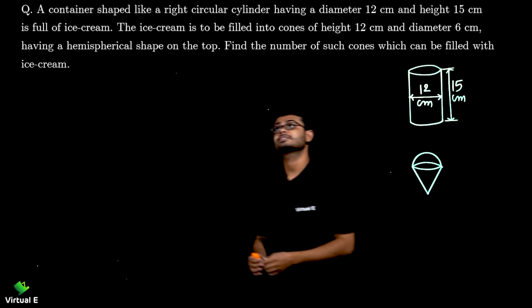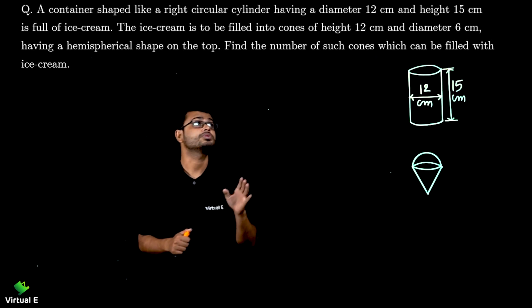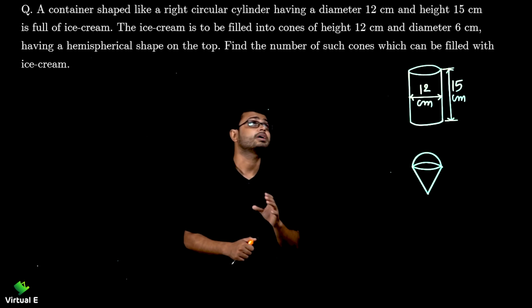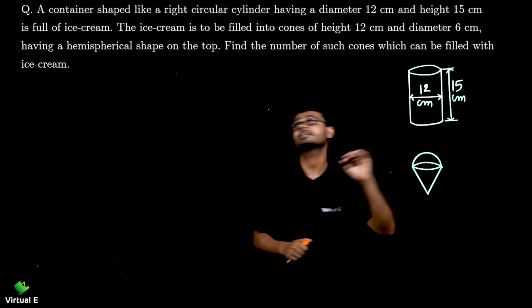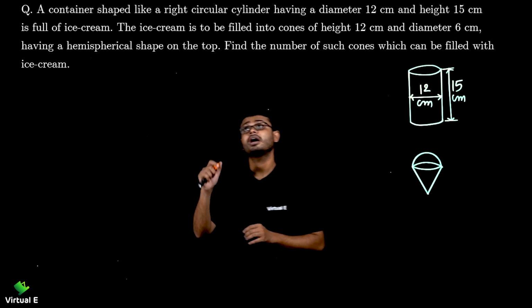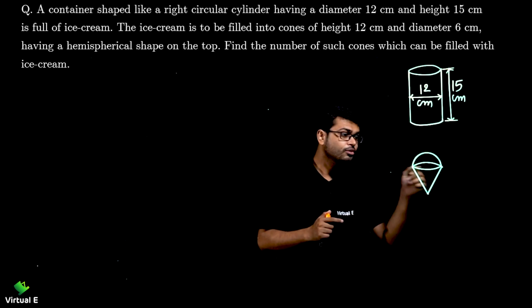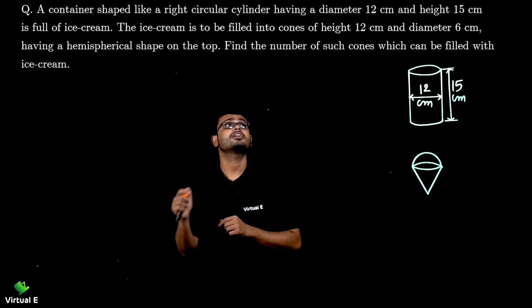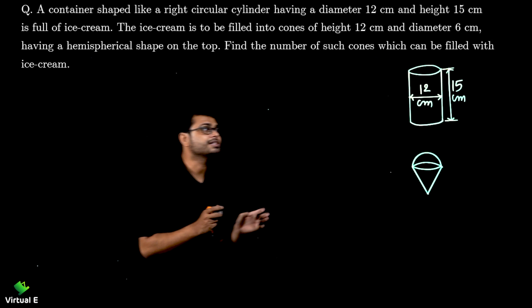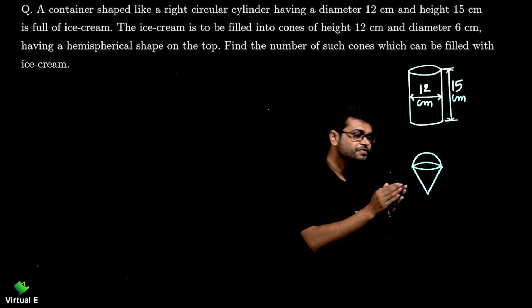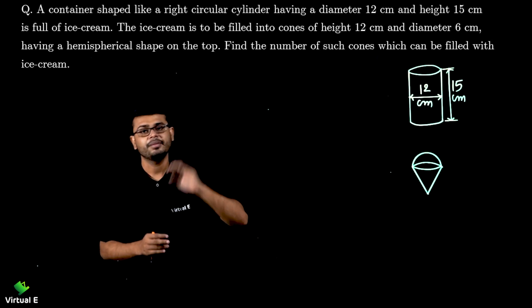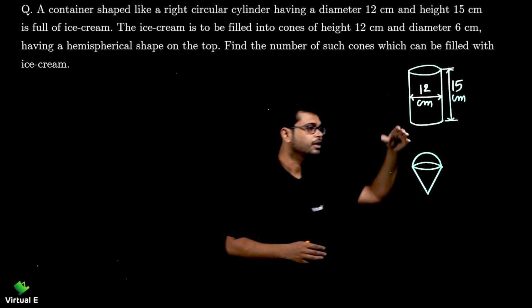Done? Now the ice cream is to be filled into cones of height 12 centimeter and diameter 6 centimeter. Okay, so the cone is given of 12 centimeter height, and diameter is 6 centimeter, having a hemisphere shape on the top. Find the number of such cones which can be filled with ice cream. So remember, whatever ice cream is there in the cylinder, we need to transfer into the cones, and how many cones we need to fill to transfer completely. Remember, we are moving matter from cylinder to the cones.